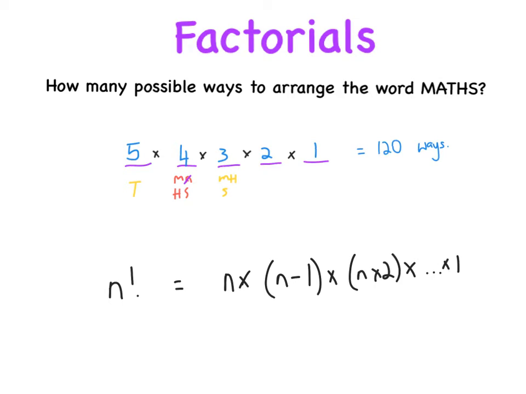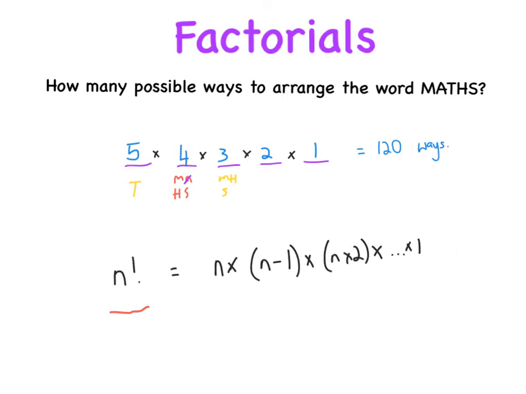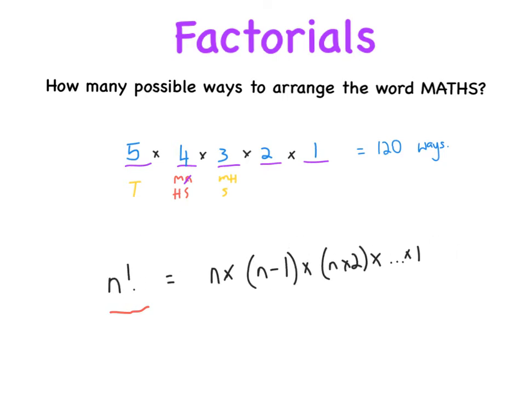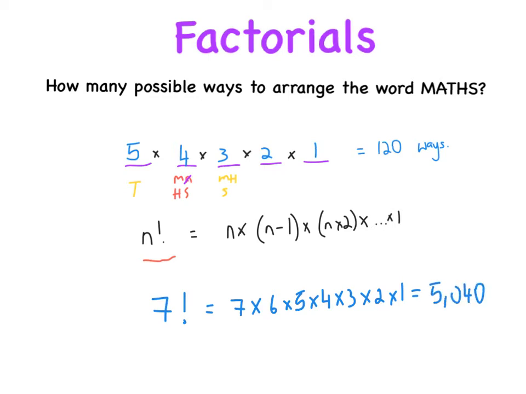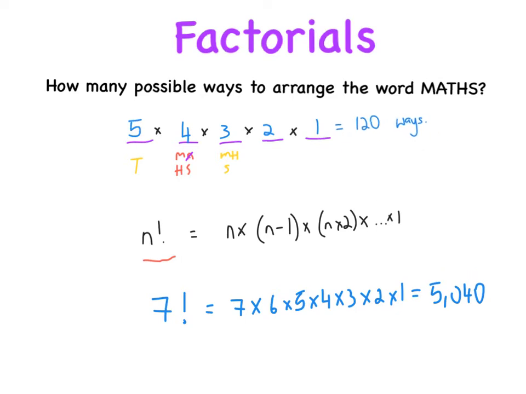Okay, and so that is called n factorial, and its symbol is an exclamation mark here. So for example, if we had 7 factorial, we would write that as 7 and the exclamation mark, and that's the same as 7 by 6 by 5 by 4 by 3 by 2 by 1. And that is equal to 5040. 7 factorial. But most importantly, the quick way to do it.